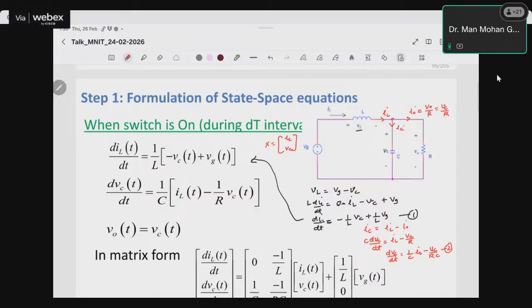So dIL by dt is written over here. You can see that we have arranged it in such a way that first the IL coefficient is there, which is not present so we have removed it, then the VC coefficient, then VG. And the output voltage, in this ideal case, is just VC, so we write V naught equal to VC.